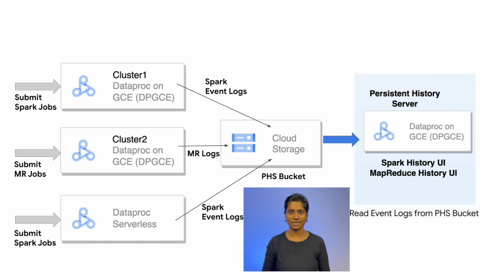Step 3. Create a standalone cluster and configure it to read the event logs from the persistent history server GCS bucket. This standalone cluster constructs the Spark UI of the applications by reading the event logs from the Google Cloud Storage bucket. This is a persistent history server.